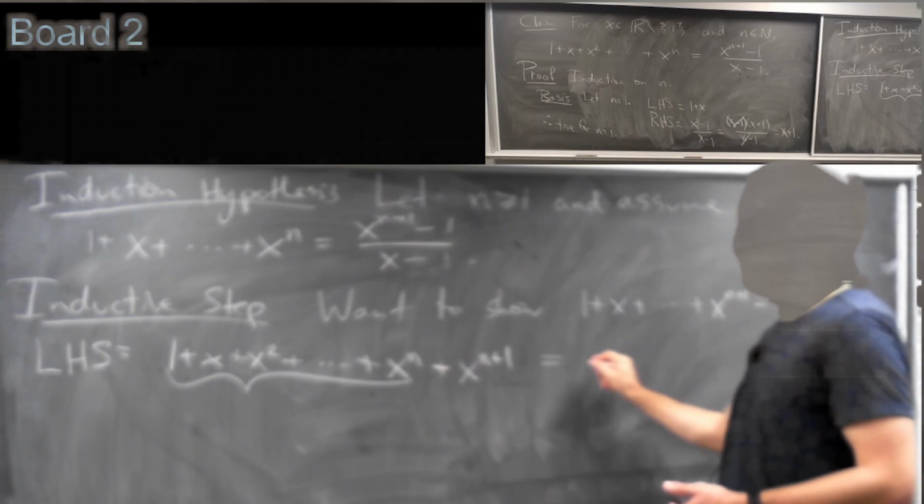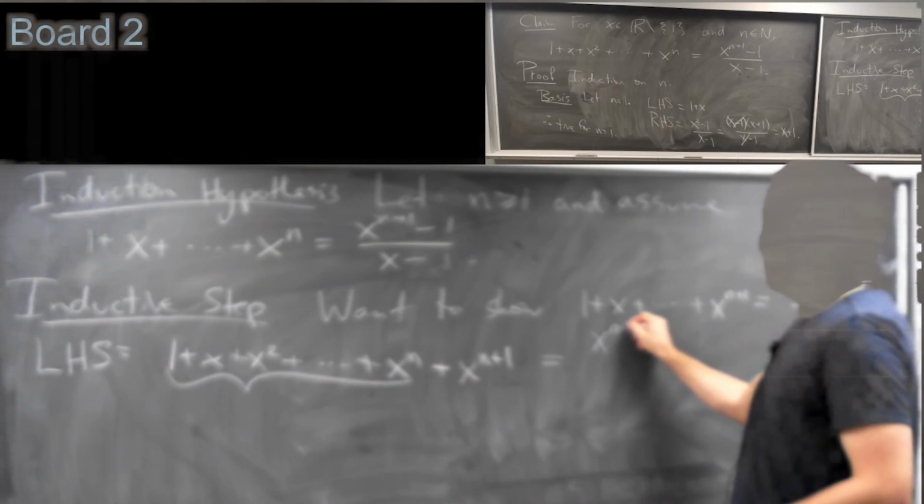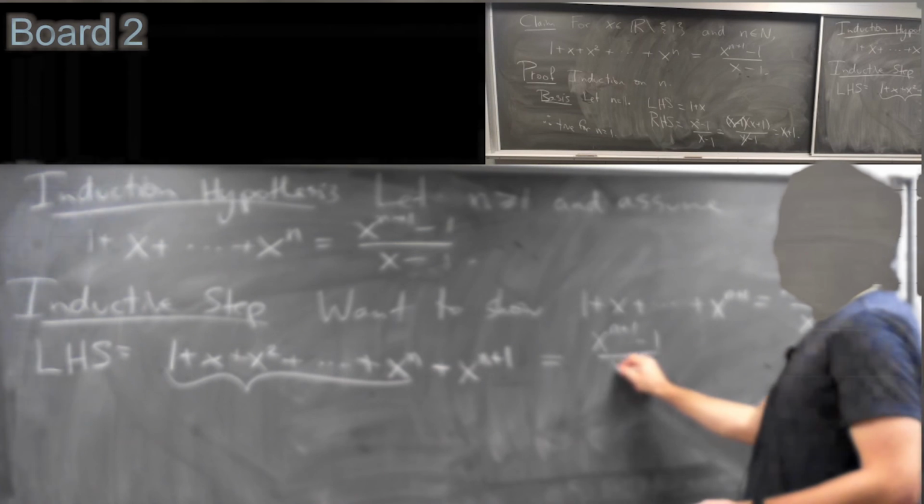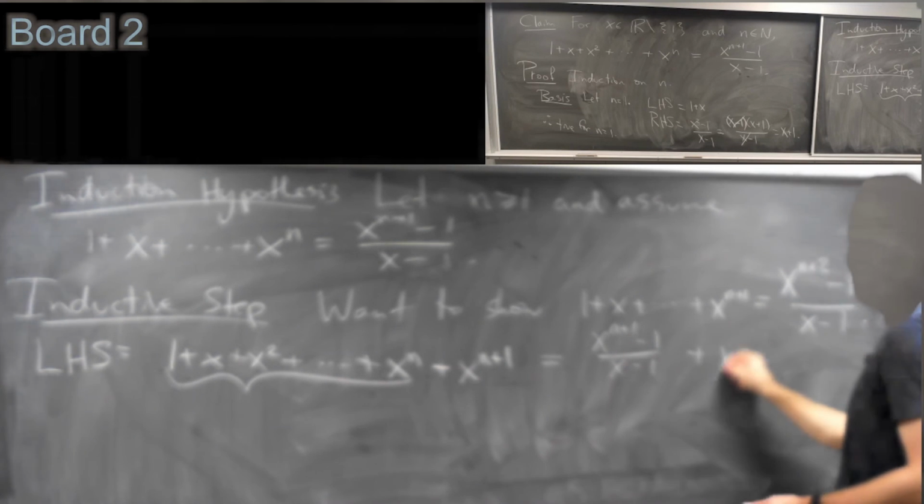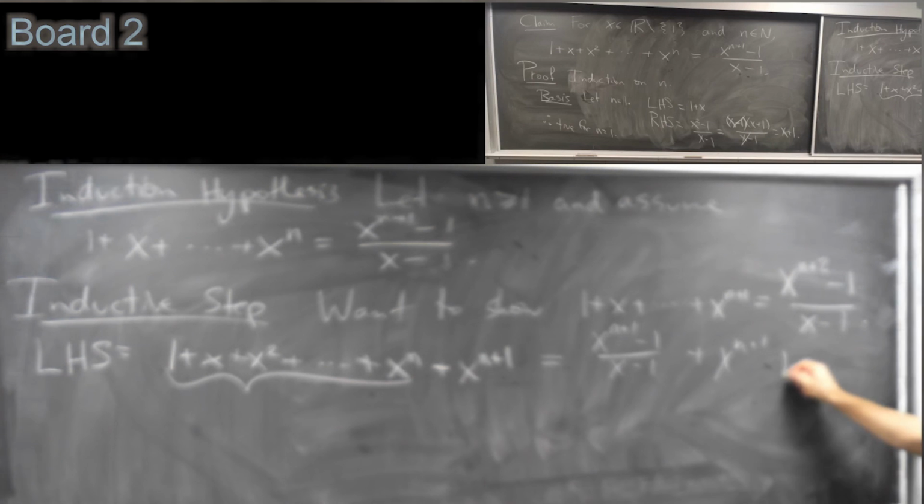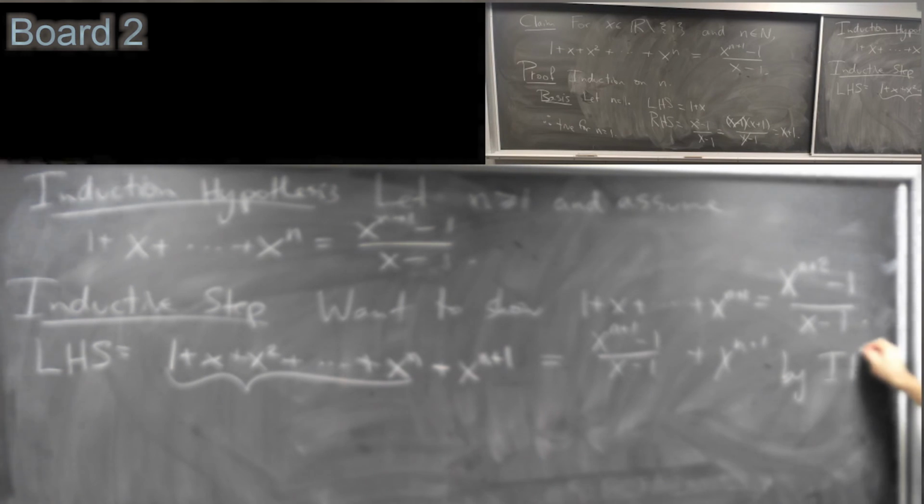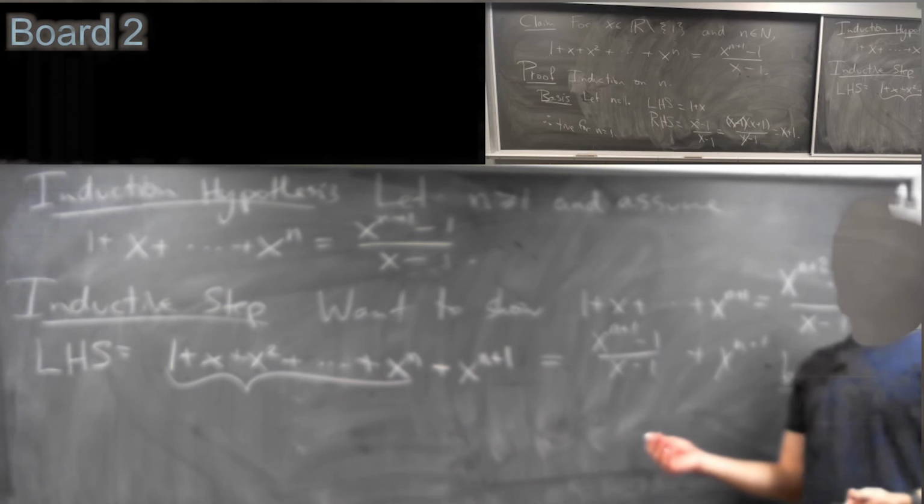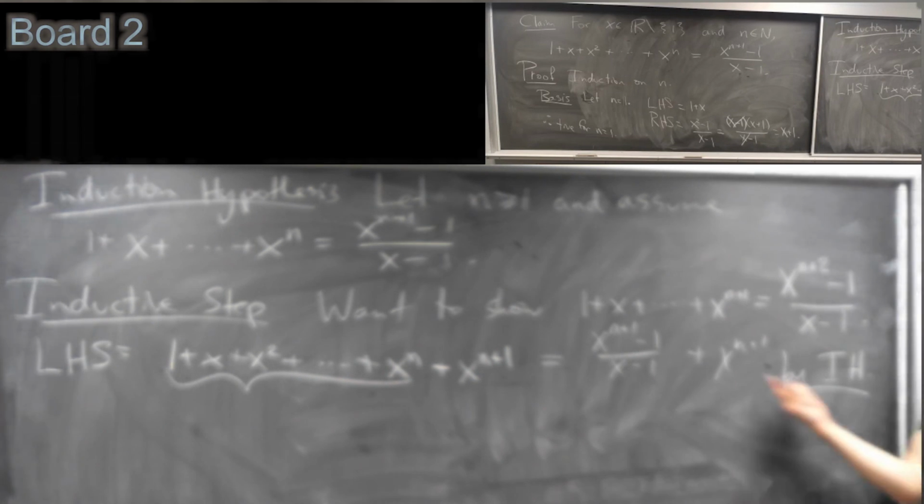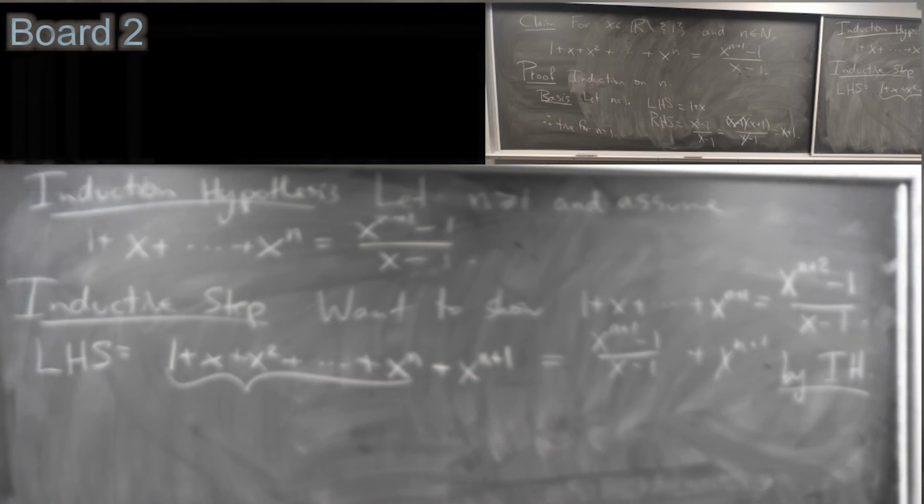So we can say that this is equal to x to the n plus 1 minus 1 over x minus 1 plus x to the n plus 1, and we write by inductive hypothesis. Don't forget to write this. Some people lost some marks on the ICA because you have to give some reason for things, right? So it has to be clear, when am I using the inductive hypothesis?